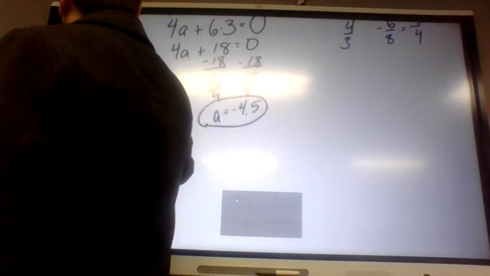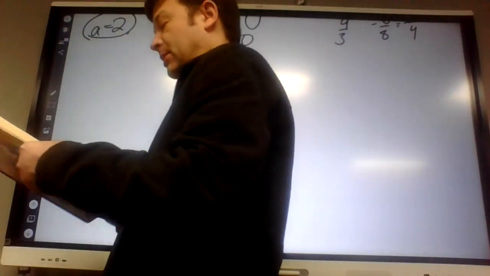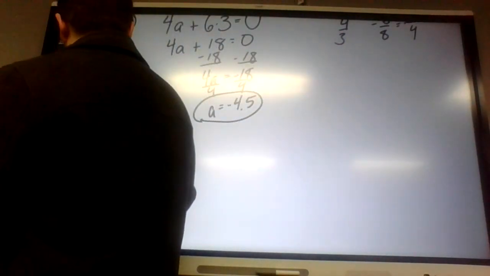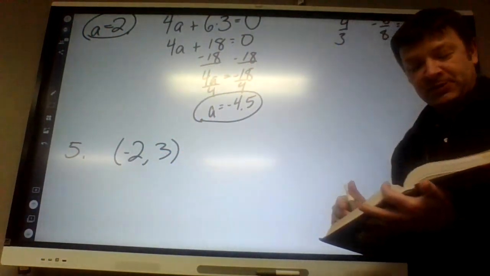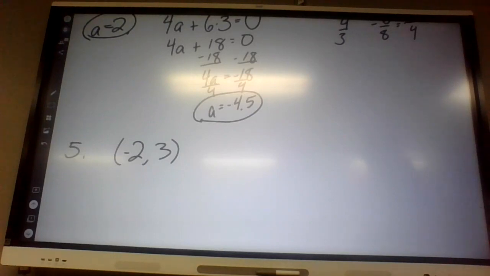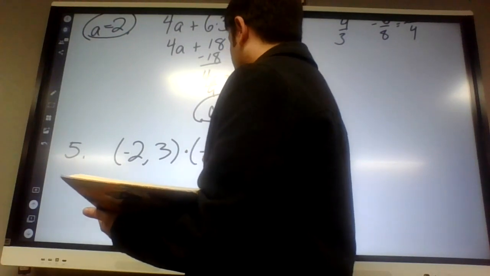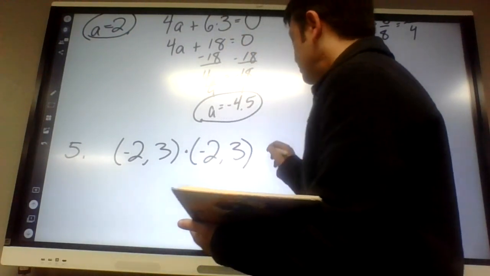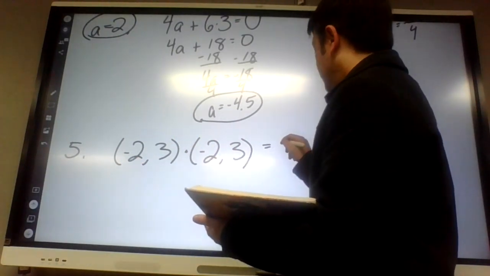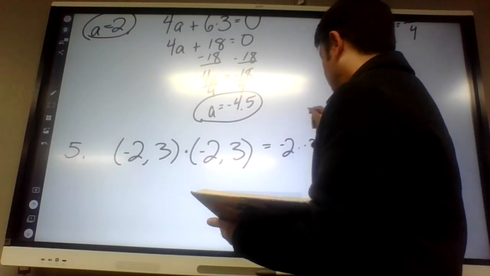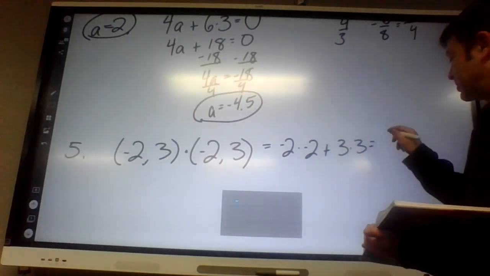Okay, number 5. Some of these are just like show your work kind of thing. If u is negative 2, 3, we're supposed to find the dot product of u times itself. So we need negative 2, 3 dot negative 2, 3. Okay, that'd be negative 2 times negative 2 is 4. 3 squared is 9. So 4 plus 9 is 13.